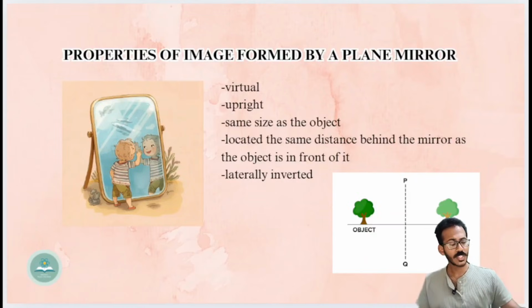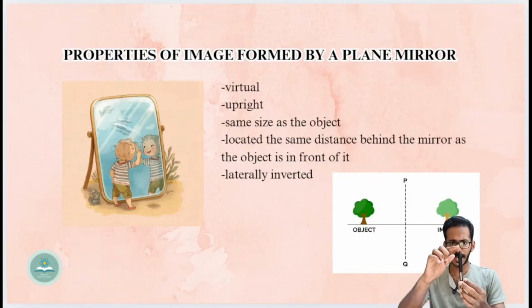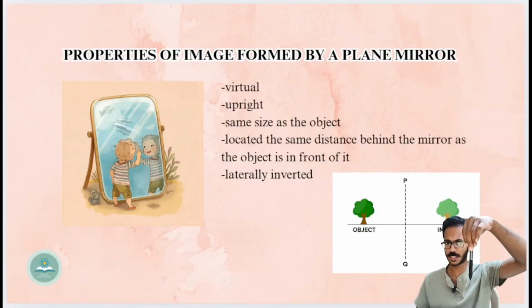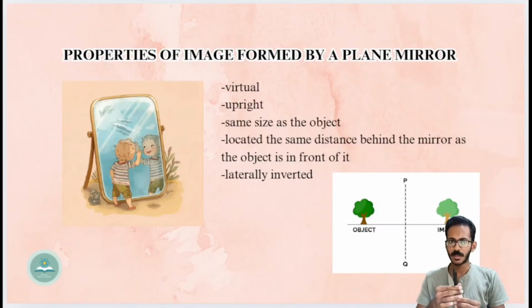Next is the image is always upright. You can see a pen here. If this is the head of the pen and if this is the leg of the pen, now this is upright. Suppose if it is like this, it's inverted. In the case of plane mirror, it always forms an upright virtual image. Okay. So that's why when we stand in front of the mirror, our head will be in the head position and our leg will be in the leg position. It won't be inverted.